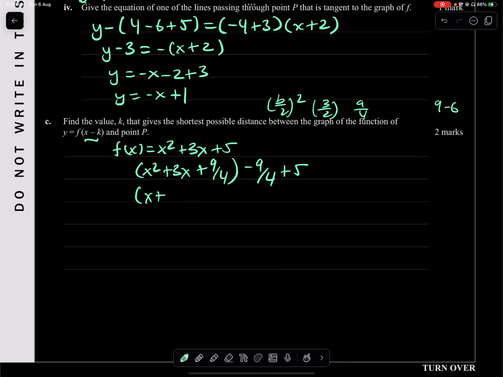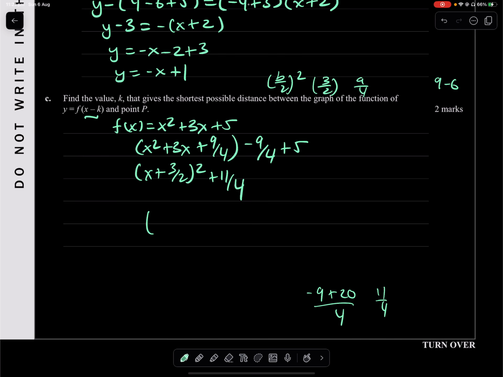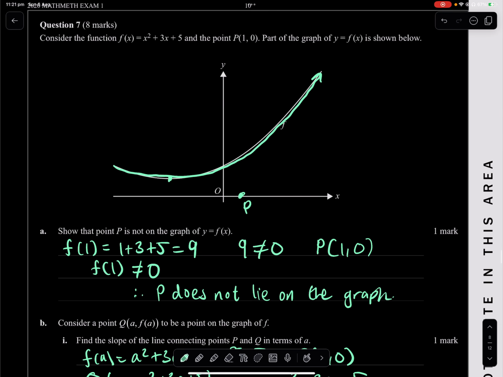That's x plus 3 over 2 squared, plus 20 over 4 minus 9 over 4, which is plus 11 over 4. So this is your turning point, which is negative 3 over 2, 11 over 4. So this turning point here is negative 3 over 2, 11 over 4.